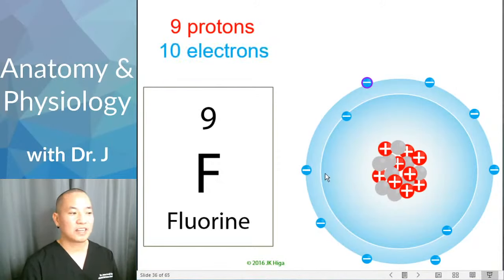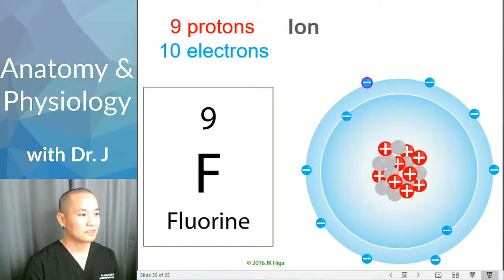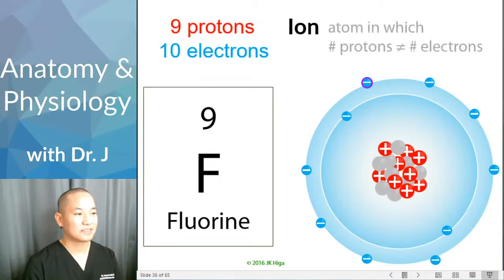So here we have fluorine and we add 10 electrons. Remember, protons are positive, electrons are negative. What's positive 9 minus 10? So 9 minus 10, what does that result in?